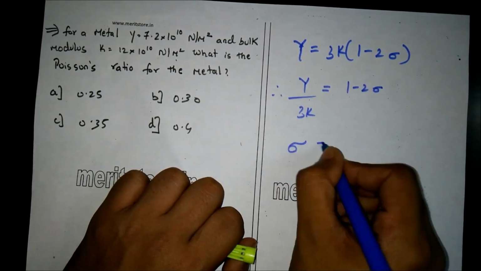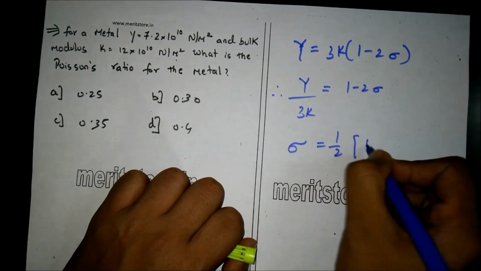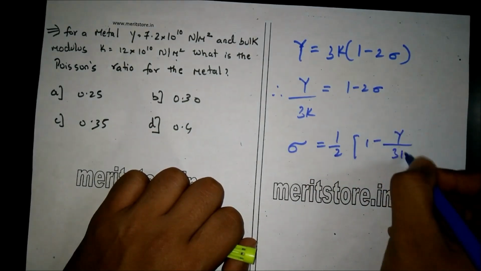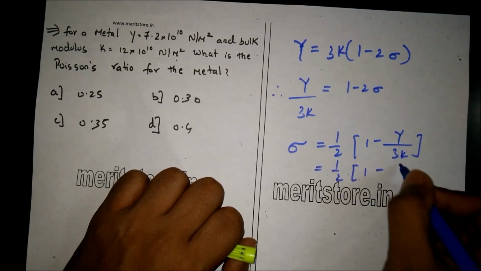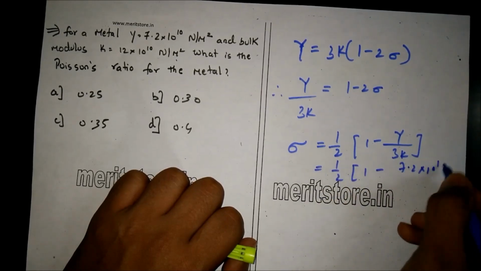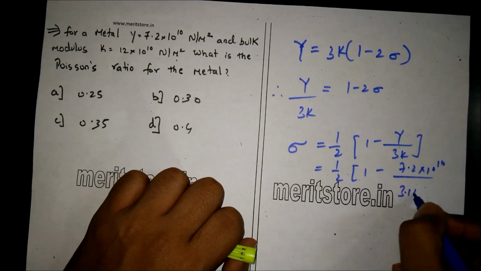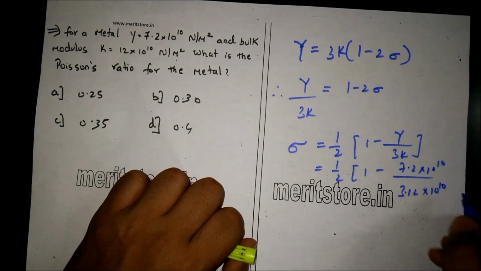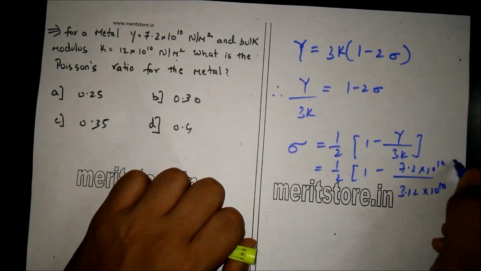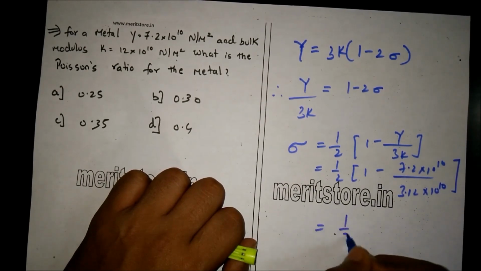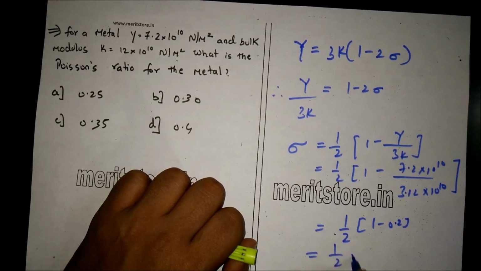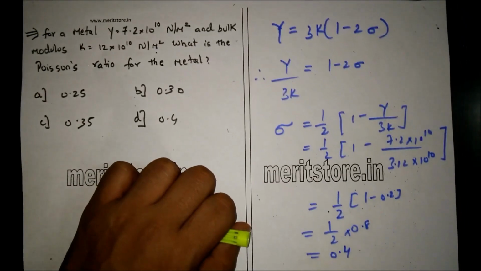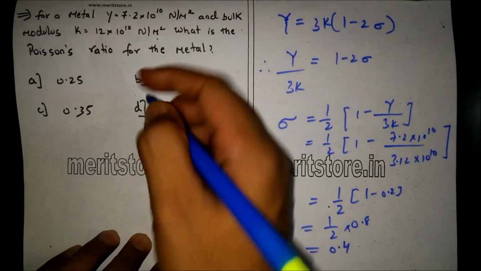Therefore, Poisson's ratio will be equal to half into 1 minus Y upon 3K, which is equal to half into 1 minus 7.2 into 10 raised to 10 upon 3 into 12 into 10 raised to 10. Therefore, this will be given as half into 1 minus 0.2, which is equal to half into 0.8, which is equal to 0.4. Therefore, the correct answer here will be option D.